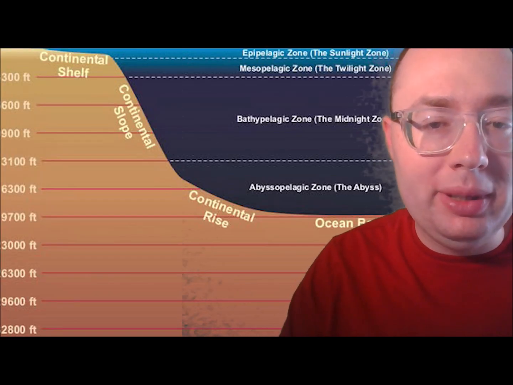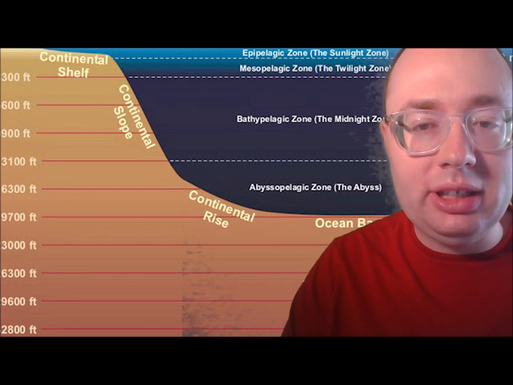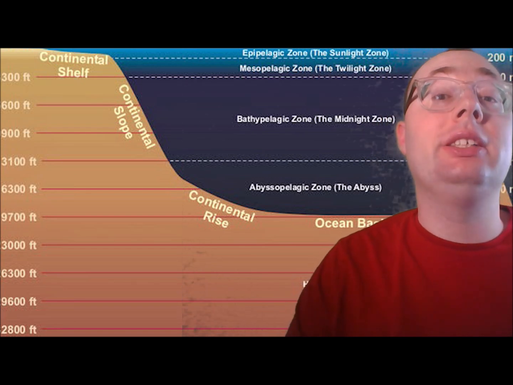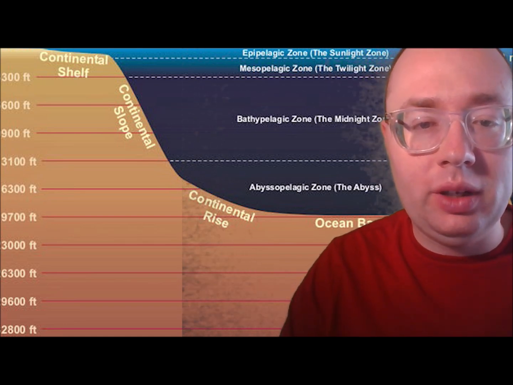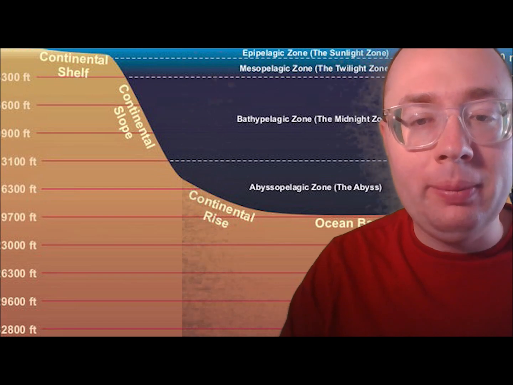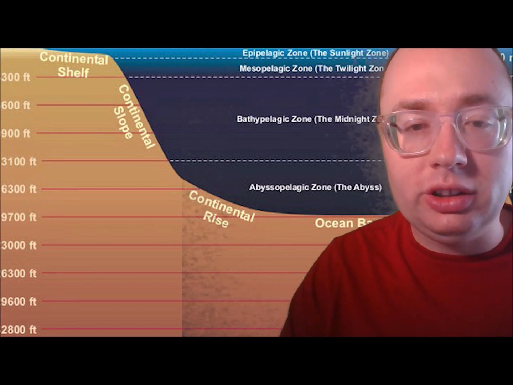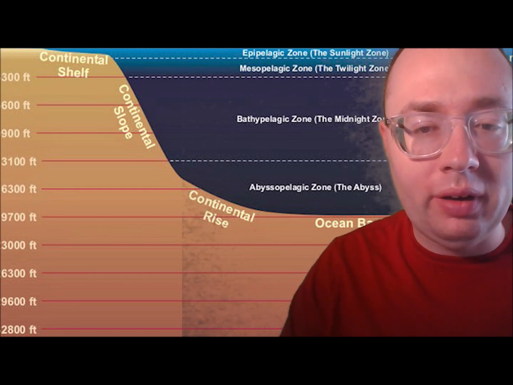Abyss zone. The abyss extends from around 13,000 feet to 19,600 feet. There's no light at all. The water temperature is near freezing. The abyss zone is huge. It makes up 83% of all oceans. The waters of the abyss zone are very calm.